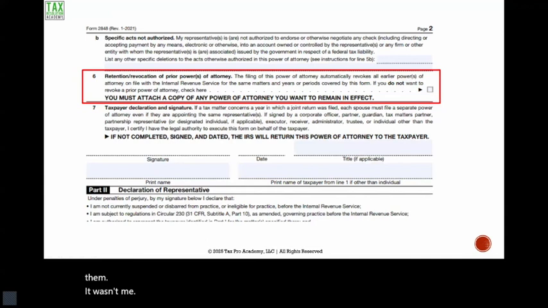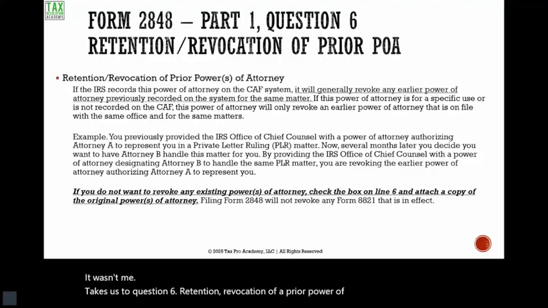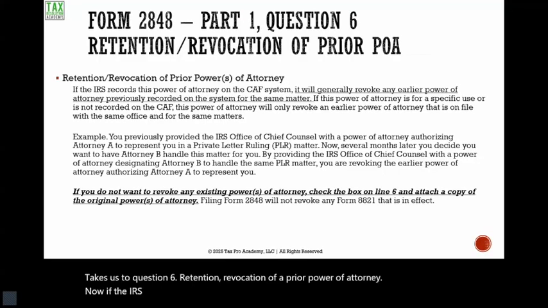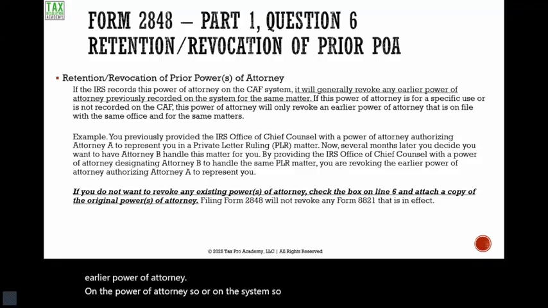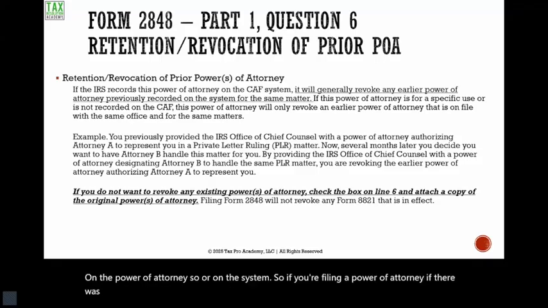Takes us to question 6, retention revocation of a prior power of attorney. Now, if the IRS records the power of attorney in the CAF system, it will generally revoke any earlier power of attorney on the system. So if you're filing a power of attorney and there was another previous power of attorney, that's just going to kill whoever else was there.